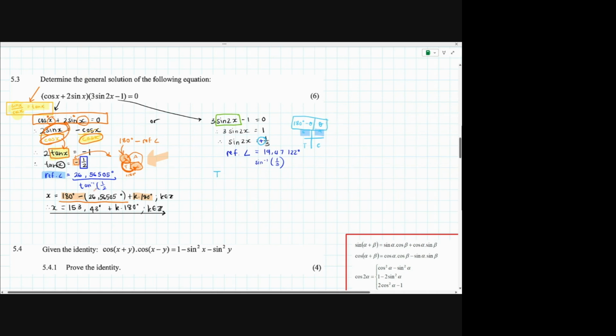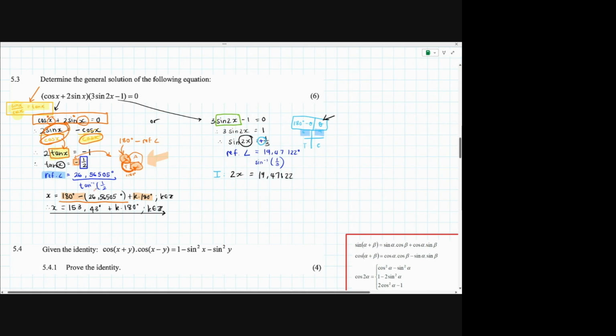So I start with my quadrant 1 solution. You can start with quadrant 2 if you want. It's completely up to you. And our solution is going to be our angle that we're solving for. So 2x is equal to, because it's quadrant 1, it's just theta. So it's just the reference angle.